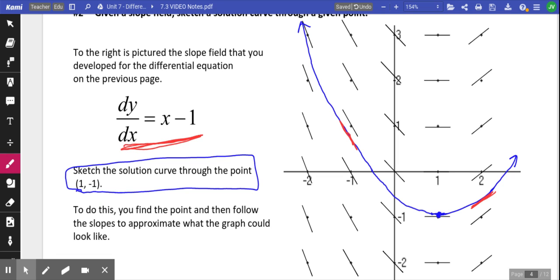So the key with this particular example is to make sure that your curve goes through the point that it's supposed to, and then try to draw that curve that matches with those tangent lines that you see.